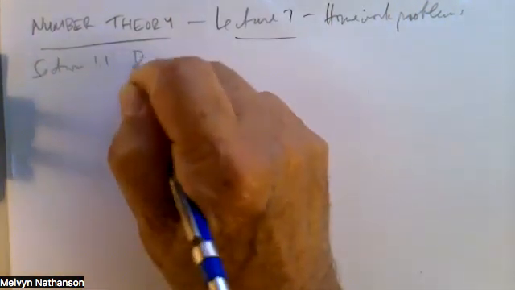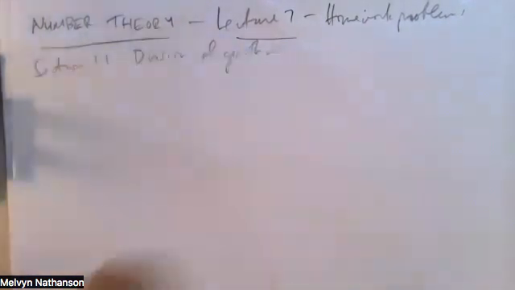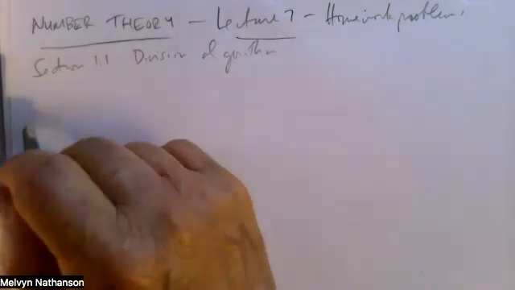So section 1.1 was on the division algorithm. And part of this is just to do some simple calculations. Find all divisors of a number, for example, or find the quotient and remainder when one number is divided by another number, or to write the M-adic representation of an integer.